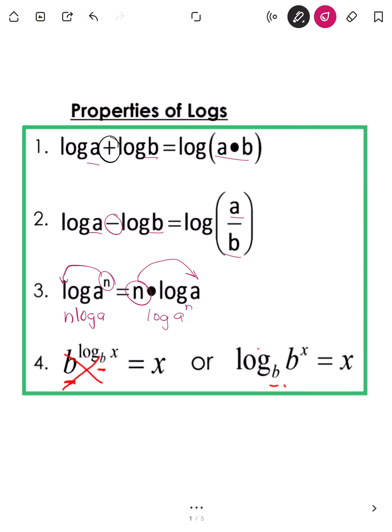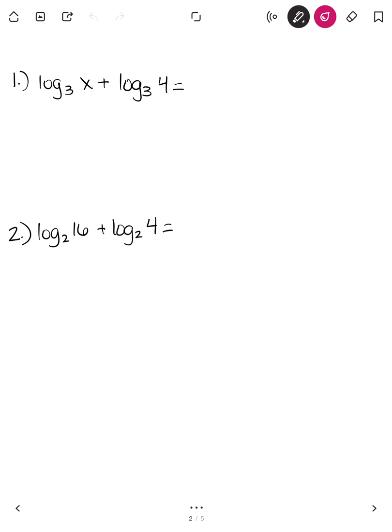And then this next one, b to the log base b of x. If the base matches the base of the log, they cancel out. You're just left with x as the answer. Same goes here. Log base b of b to the x, they cancel each other out. You're just left with the exponent, x is your answer. So we're just going to work on solving these and simplifying if we can simplify.